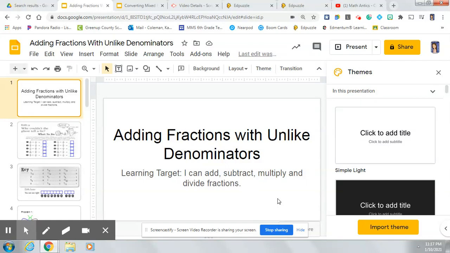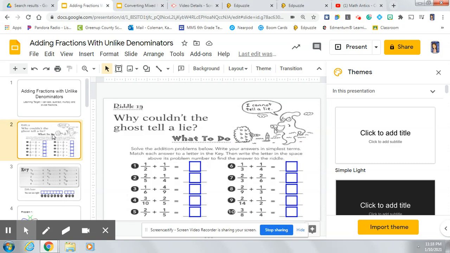All right, this is the last assignment for this week, and this is also going to be the last assignment that I put on your second 9 weeks report card. So we are adding fractions with unlike denominators. We're going to do another fraction riddle.